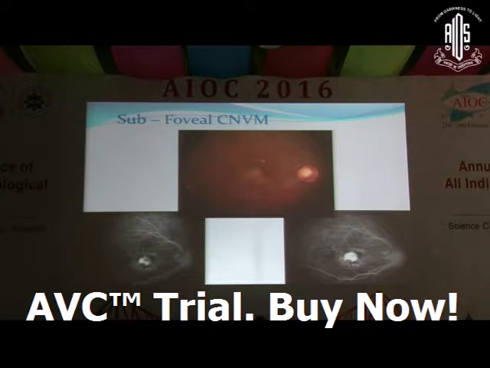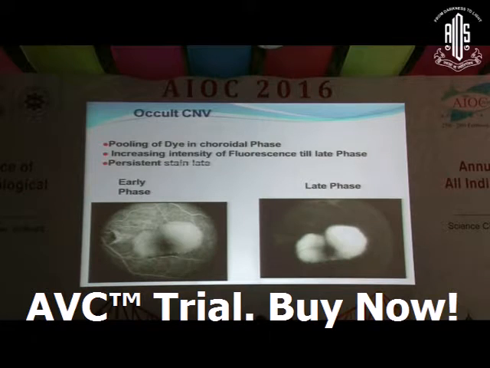Another patient, since it's involving the center of the fovea, you can see here a subfoveal CNVM. The important thing here is you can see this area of blocked fluorescence. You have to trace these vessels. You can see the vessels are traveling over this area of blocked fluorescence. If the vessels are over the blocked fluorescence, that means the hemorrhage is in the subretinal area. So the lesion is subretinal, and the most likely lesion in the subretinal area is wet AMD, or age-related macular degeneration.